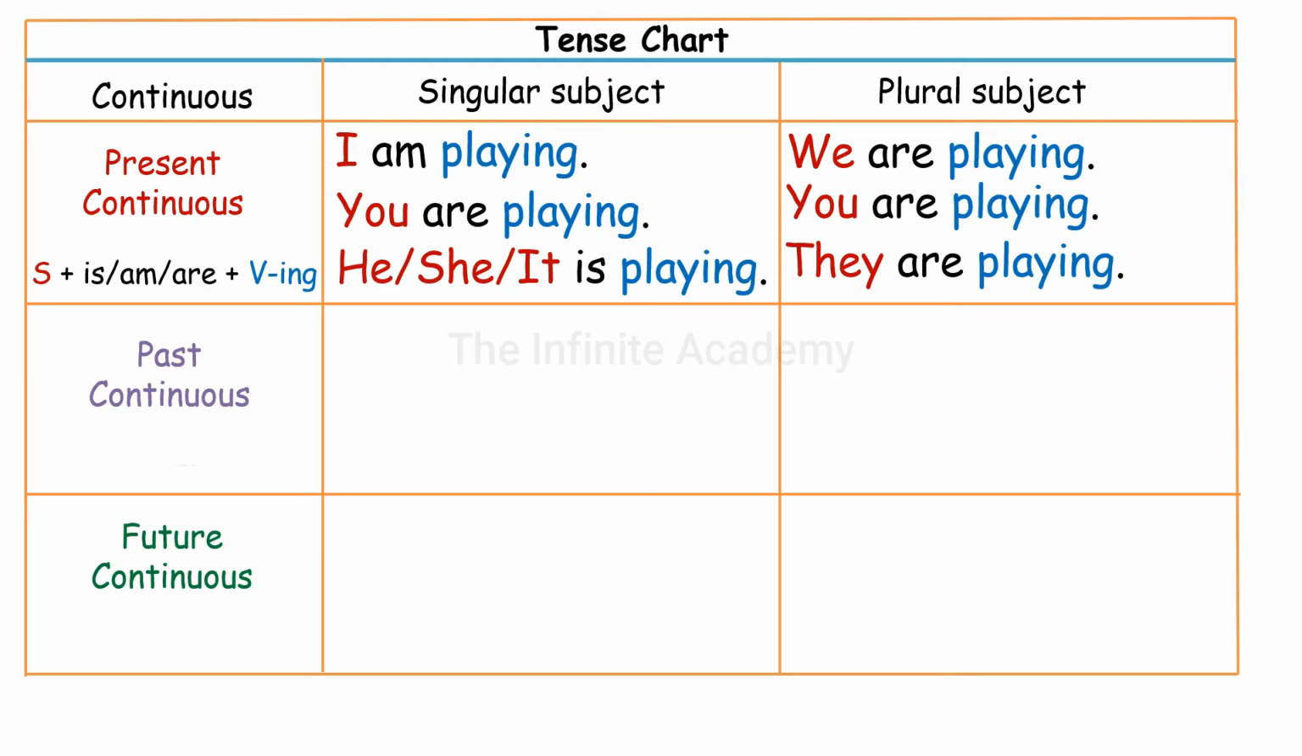Look at the rules to make sentences in its past continuous form. The past continuous, also called past progressive, is a verb which is used to show that an ongoing past action was happening at a specific moment of time. Let us look at its rules. Subject plus was or were plus verb in its ing form.